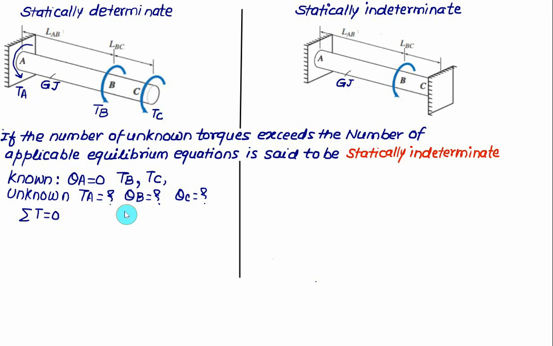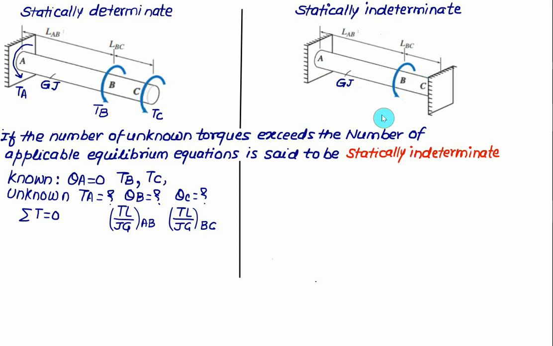Then theta B we can obtain using the sum of TL by JG for the shaft AB, and theta C we can obtain as TL by JG for the shaft BC. So these two equations are already with us for the calculation of theta. One additional equation of equilibrium we will use, that is, the total torque equal to 0. So we have three equations and three unknowns, so the problem can be solved.